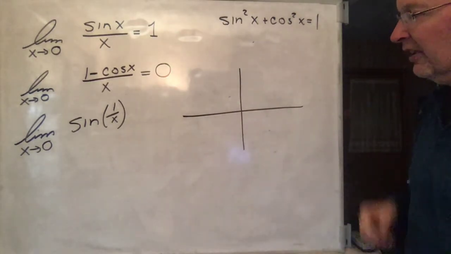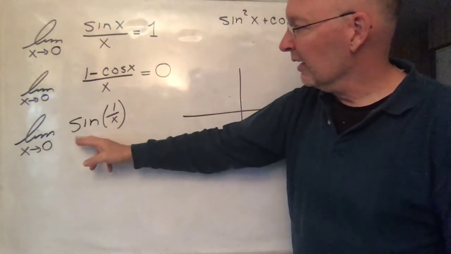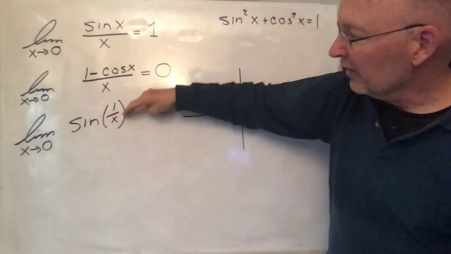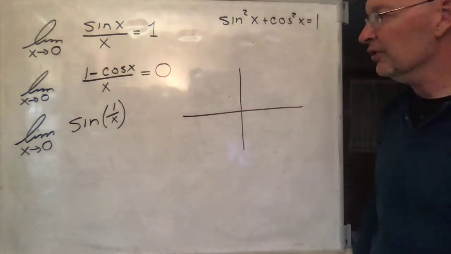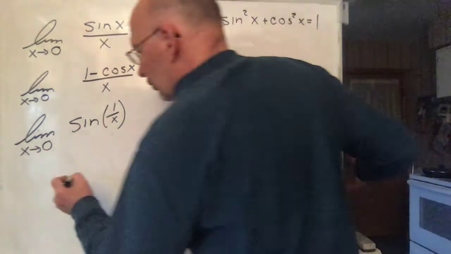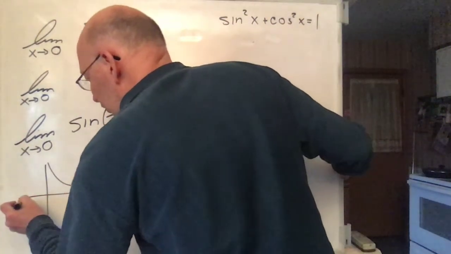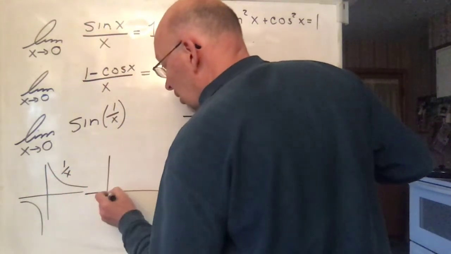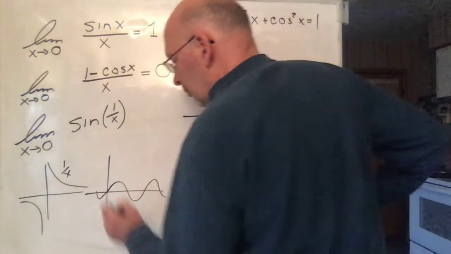Okay, let's think about this. This is the composition of two functions. We're taking x and first doing this to x. That's the inner function. And then once we do this to x, we take the sine of it. So it's the composition of two functions. You can think of it as the function 1 over x, and the function sine of x.